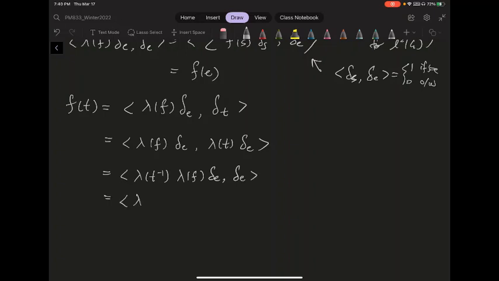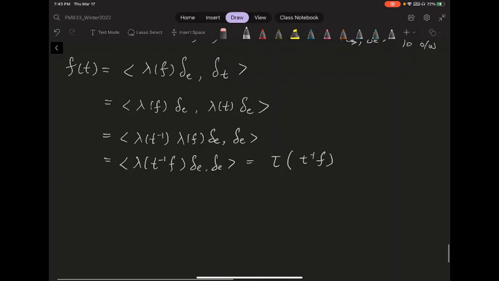And this is just the lambda of the left translation by t inverse of f, evaluated at delta E inner product with delta E, or you can say this is equal to the state evaluated at t inverse of f. Okay. Well, why do we write it this way? Because we know the states are going to be dominated by the uniform norm. Okay, so the f of t is really just going to be equal to the state evaluated at this function.